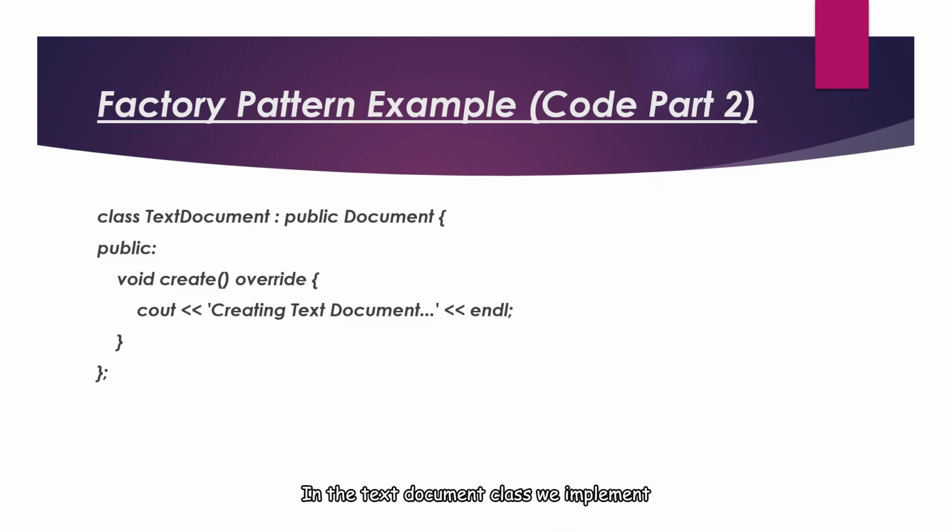In the TextDocument class, we implement the create method. When called, this method will output a message indicating that a text document is being created. This demonstrates how the factory pattern allows for flexibility, enabling us to handle different types of documents with their specific creation logic.